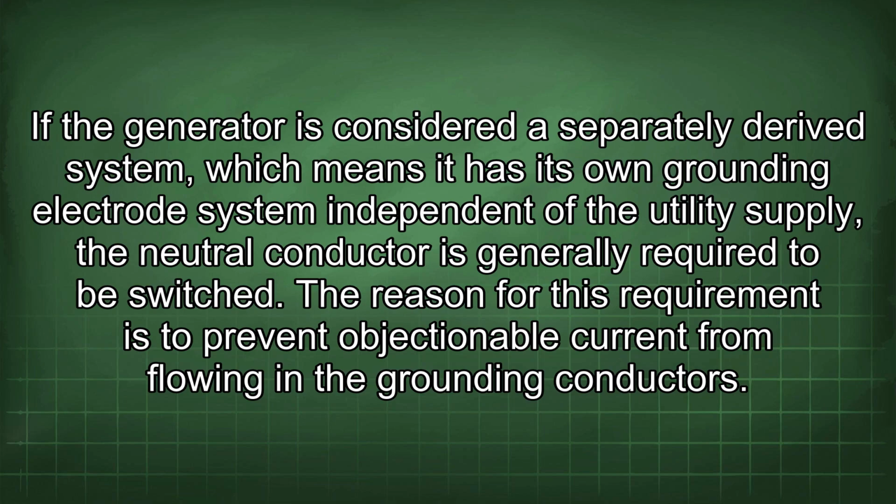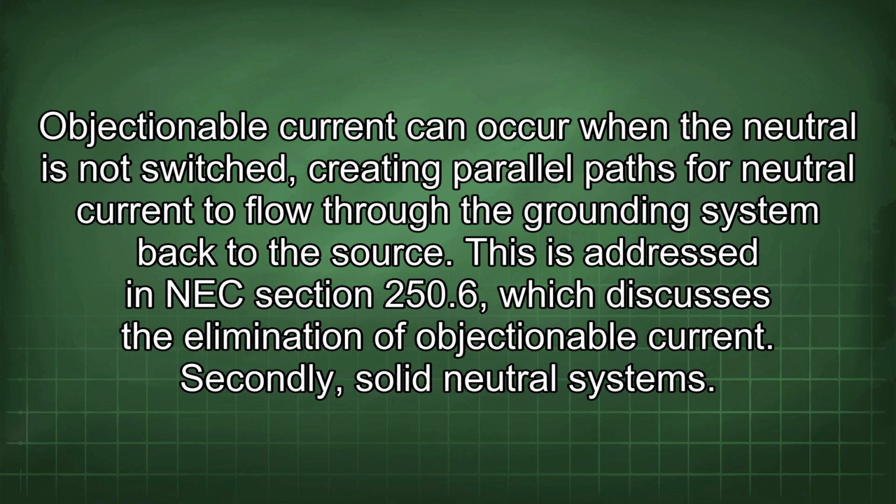The reason for this requirement is to prevent objectionable current from flowing in the grounding conductors. Objectionable current can occur when the neutral is not switched, creating parallel paths for neutral current to flow through the grounding system back to the source. This is addressed in NEC Section 250.6, which discusses the elimination of objectionable current.